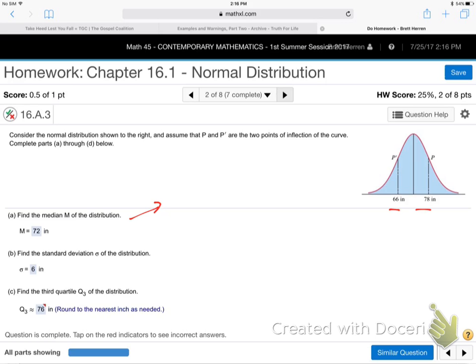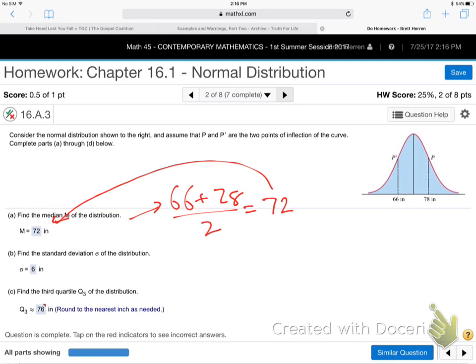So the average. I'm going to take 66 and 78 and average them. Add them up and divide by 2, and that's where I got the 72. It's the middle, so the middle is 72. Let me go back and put that on there. Right there, the middle is 72.